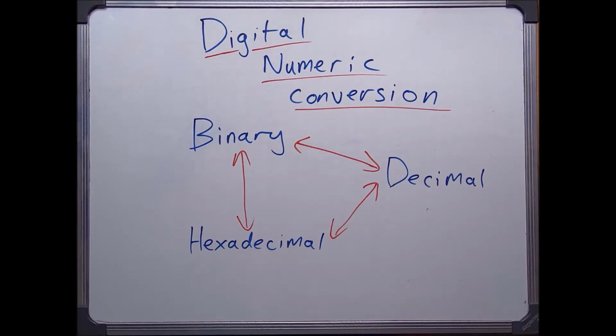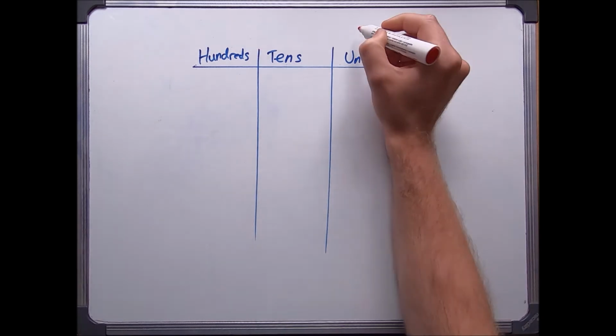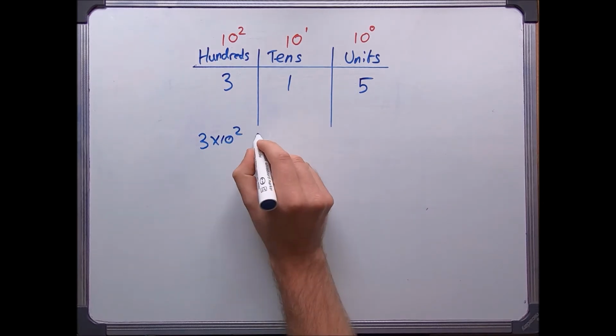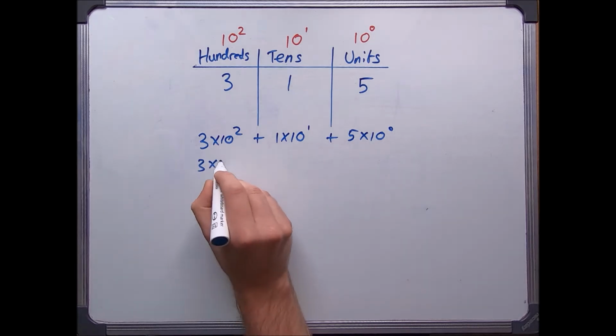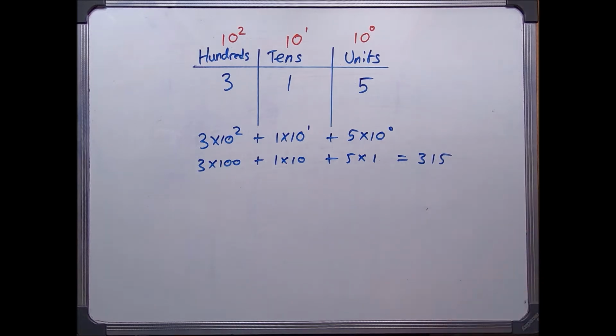In the previous tutorial, we familiarised ourselves with the structures of decimal, binary, and hexadecimal numbers, and how to lay them out in columns according to their respective base powers. Decimal uses base 10 structure, so each digit represents a rising power of 10 as we move from right to left. If we take an example decimal number of 315, there are 3 hundreds, 1 10, and 5 units, or 3 times 10 to the 2, plus 1 times 10 to the 1, plus 5 times 10 to the 0, or 3 times 100, 1 times 10, and 5 times 1, which gives an answer of 315.